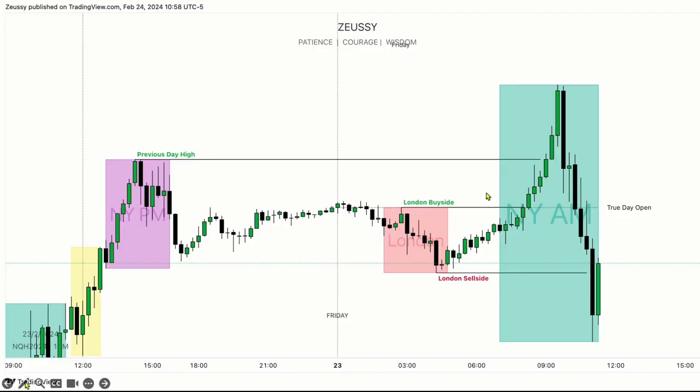As you can see, the previous day high got taken. What's the nearest sell-side liquidity that we can potentially target? While the opposing side of the range thus far for today. London formed a low right here. New York formed a high right here. So what can we target? We can target the London sell-side liquidity.